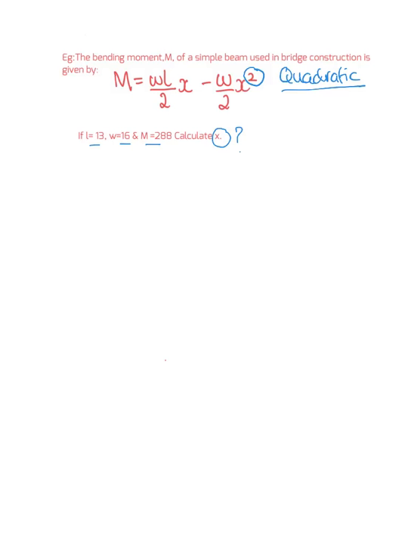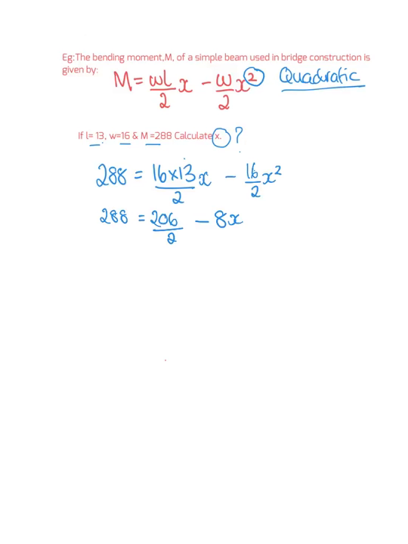First of all, we've got these letters. We need to substitute those numbers in, so we'll do that first. Here I've just substituted. Where I saw M, I put 288. Where I saw L, I have put 13, and W 16. So we get this equation. So we can multiply that 16 by 13 out, and I could simplify 16 divided by 2.